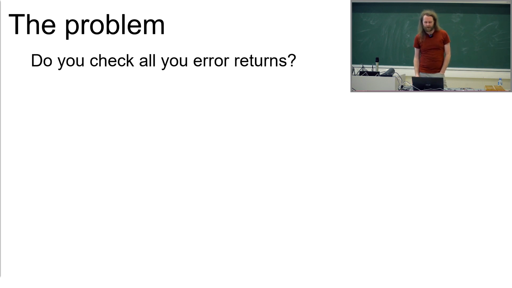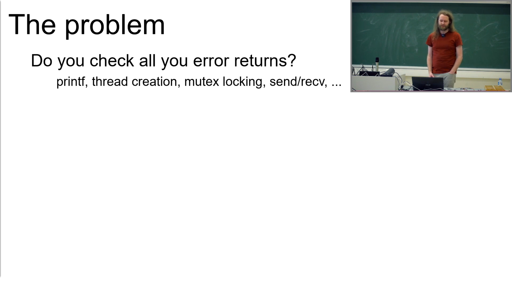Here, let's look at what the problem is. What is the problem with the traditional error handling that we're so used to? You're all C programmers, at least to some extent. Do you check all your error returns? I want some honesty here now. Who here has checked the error return from printf? Ever?